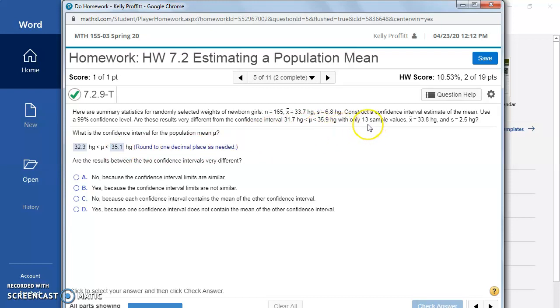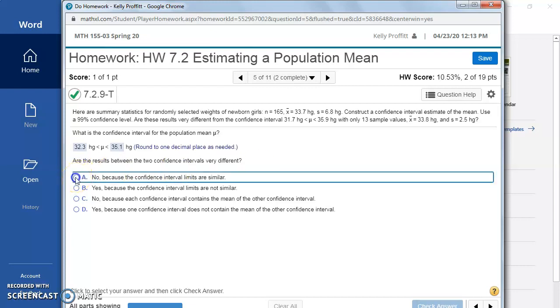Now it's only using 13 sample values. Wow, so it's a small sample. X bar is 33.8, which is very similar to the one that we were looking at over here. And the sample standard deviation is much smaller, 2.5. Okay, so let's look at the limits of the confidence intervals. This one's 31.7, that one's 32.3. The upper limit here is 35.9, and the upper limit here is 35.1. They look very, very similar to me. Are the results between the two confidence intervals very different? I would say no. They seem very similar to me.